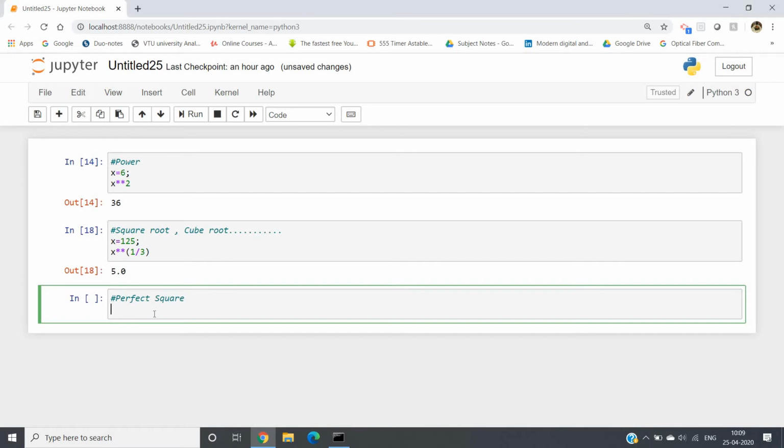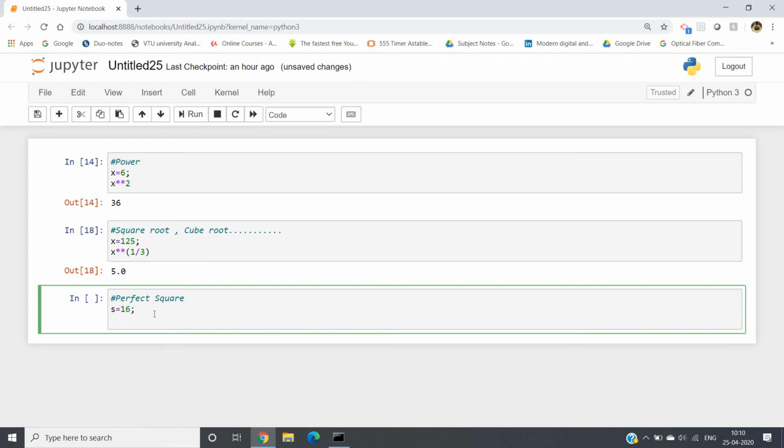Suppose I am asking you to check whether a number is a perfect square or not. What do you know about perfect squares? 4 is a perfect square, 9 is a perfect square, 16 is a perfect square, 25 is a perfect square. So perfect square numbers are basically those numbers whose square root is an integer. Now how can you calculate whether a number is a perfect square or not? Take this example, you will understand very clearly. Suppose a is equal to 16. I am calculating the square root of 16, so 16 power 1 by 2.